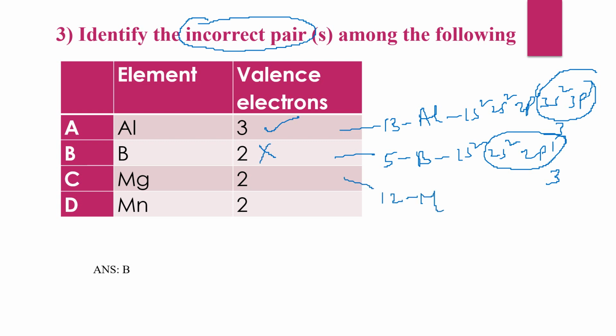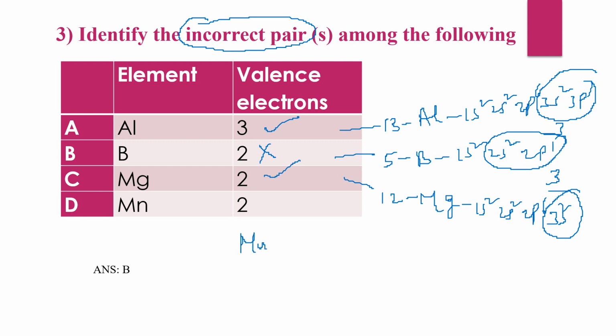Then what about magnesium? Magnesium atomic number is 12. So here the electronic configuration is 1s2 2s2, then 2p6 3s2. So valence shell contains how many electrons? Yes, exactly 2 electrons. Valence means outermost shell.